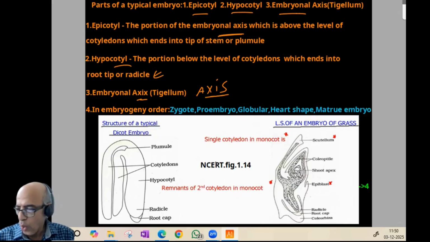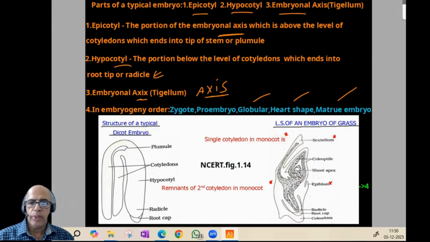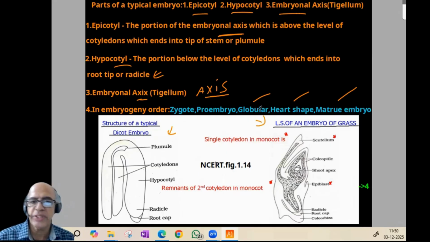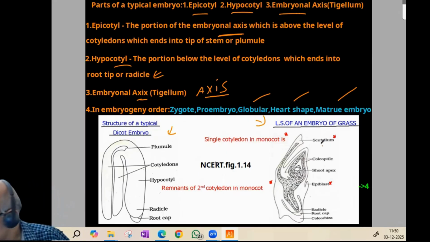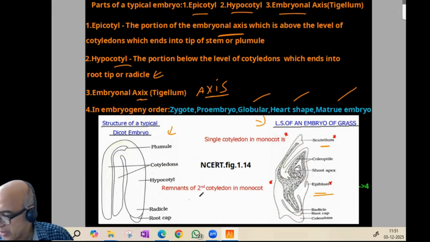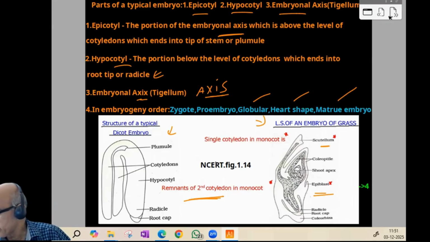In embryogeny, the order is zygote develops into proembryo, then globular stage, heart shape, and mature embryo. Again at the bottom you can find the NCERT diagram, typical dicot embryo, labeling question, and this is a typical monocot embryo of grasses. The single cotyledon of monocot is called scutellum. In monocot only one cotyledon is developed, so the suppressed one, the remnant of the second cotyledon, is called epiblast. Both are important questions.